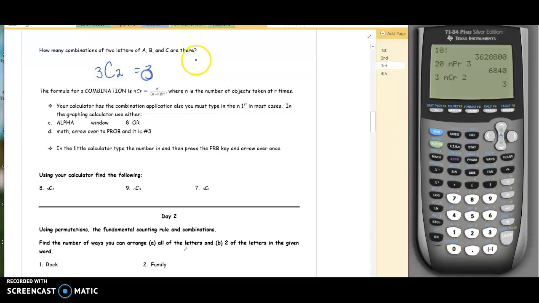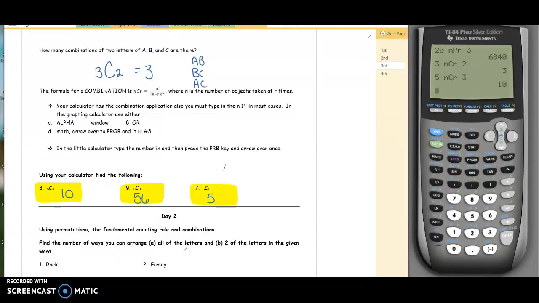And if you think about this, you can choose A and B, you can choose B and C, or you can choose A and C. The order of the letters doesn't matter. I'm just picking A and B, or I'm picking B and C, or I'm picking A and C. There's 3 ways to do that. So on your own, please try to do 5C3, 8C3, and 5C1.